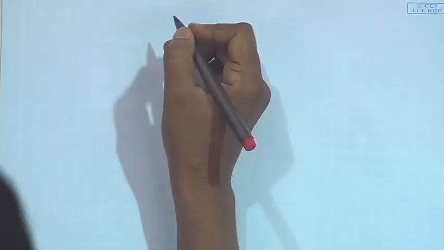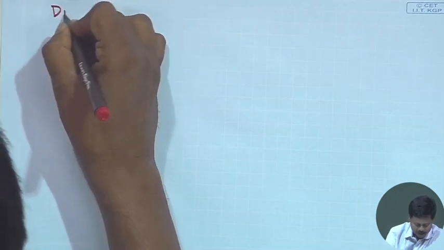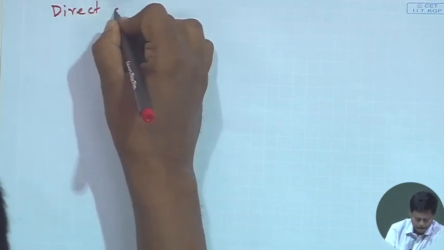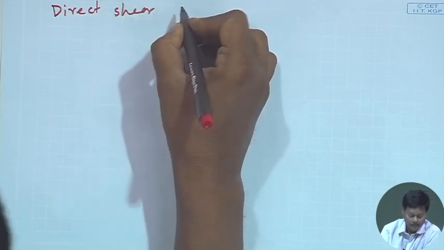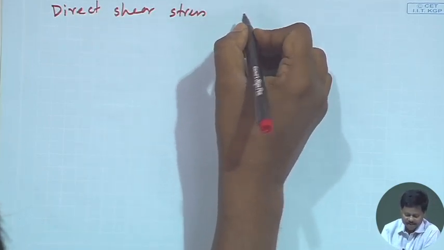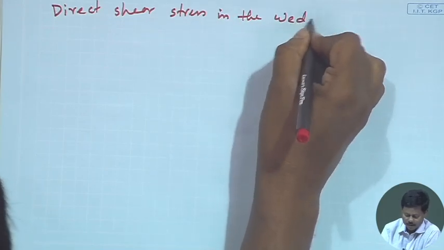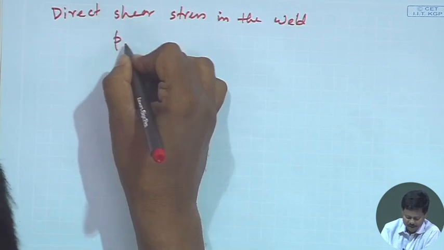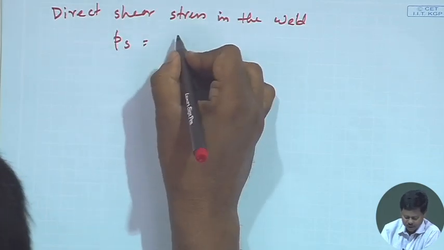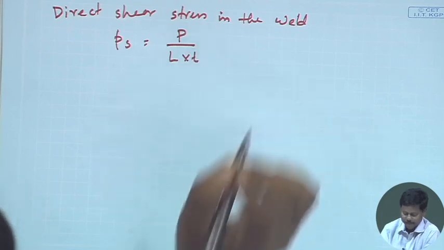Now, let us find the direct shear stress in the weld. We can find the direct shear stress in the weld from this formula. Say the total force is P, so the direct shear stress Ps will be P by L into T.